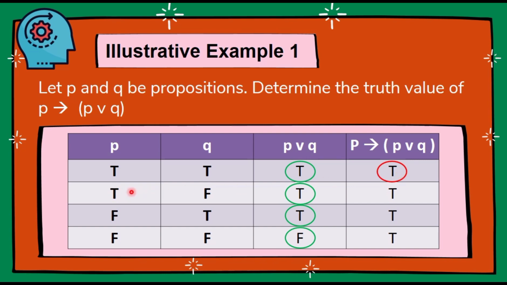True implies true, it is true. False implies true, it's true. F implies F, it's true. So we can see that P implies P or Q is true. So therefore, this proposition is a tautology.